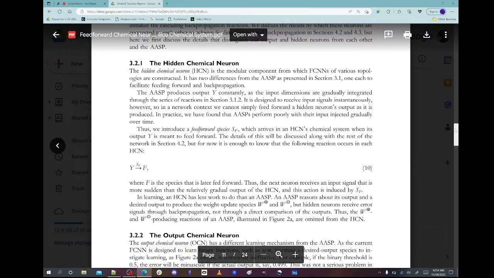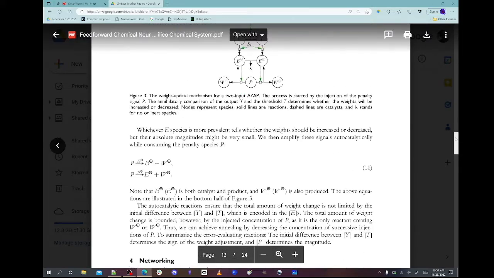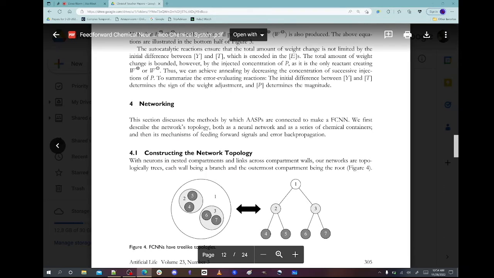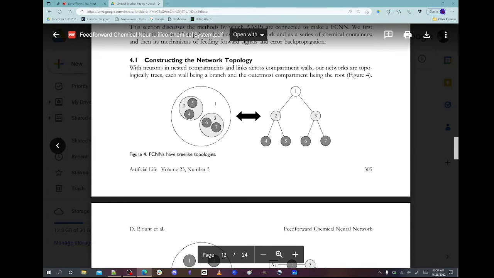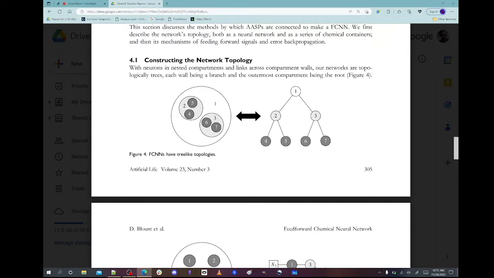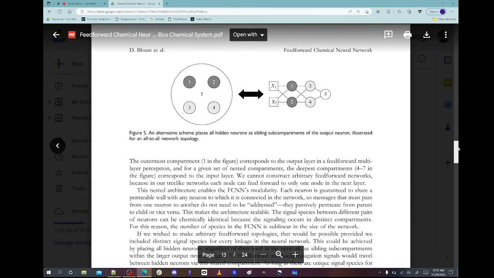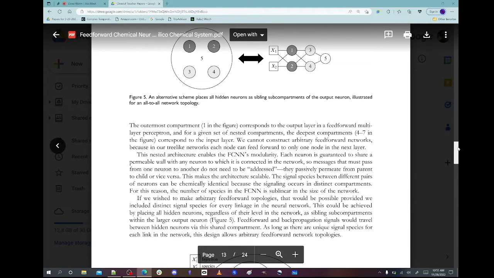And then finally, we can talk about what these are useful for, which is that you have these FCNNs, and they have a tree-like topology. So you can take these compartments, in say a cell or a structure, and map them to a tree. So you can show how these things operate or maybe even evolve. This is a nice way of representing this.